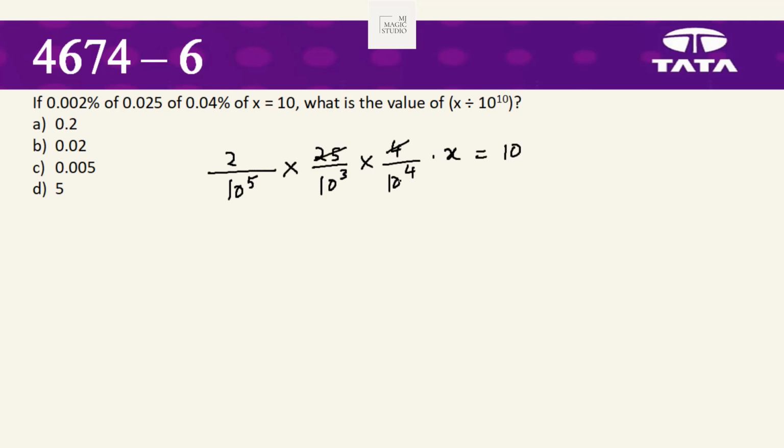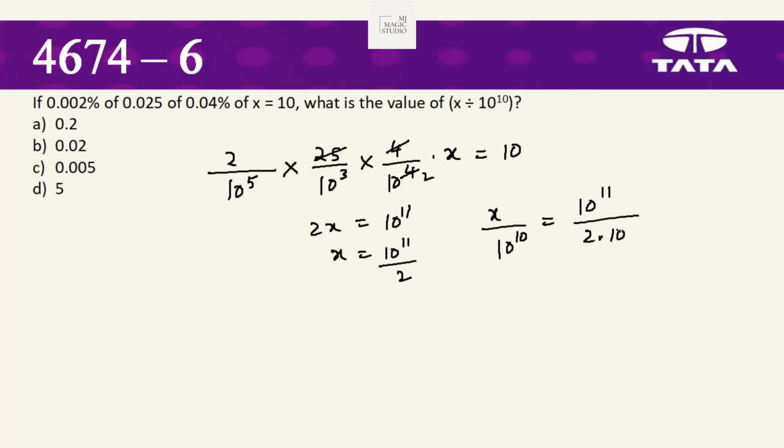25 into 4 is 100. That means 2x is 10 to the power 11. So x is 10 to the power 11 by 2. We need to find the value of x by 10 to the power 10. That is 10 to the power 11 by 2 into 10 to the power 10. This will be 10 by 2, that is 5. We have that in option D.